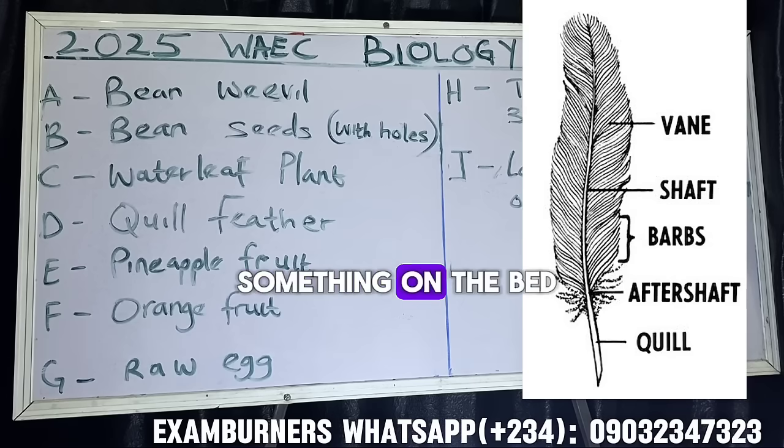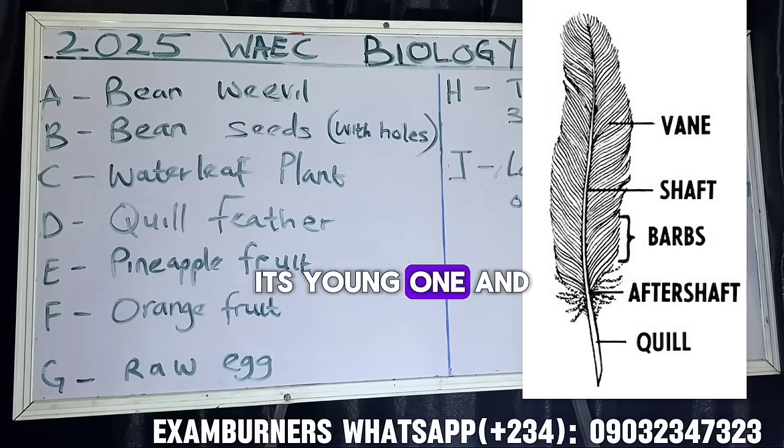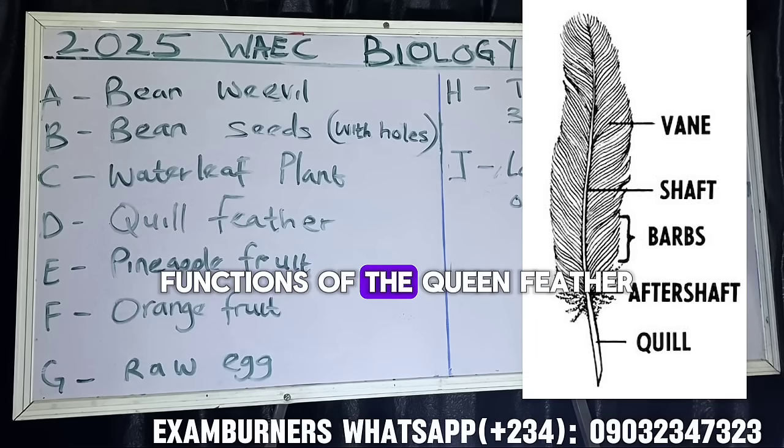And then the last one is protection. So the bird uses its feather for protection of either its young ones and its matured ones. So those are the functions of the quill feather.